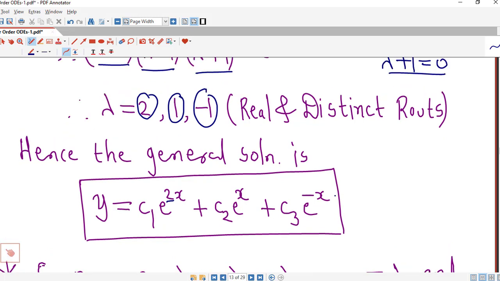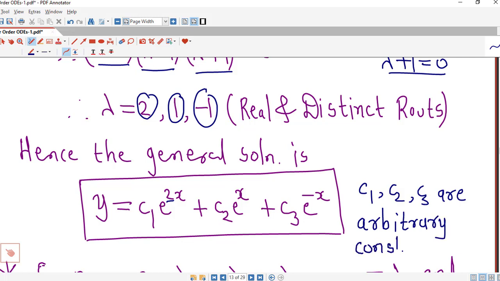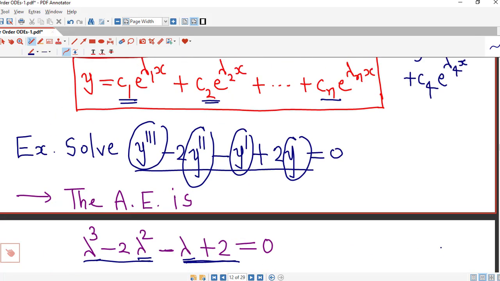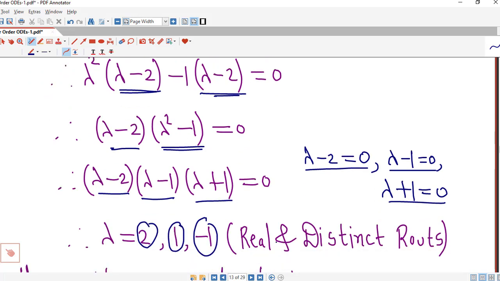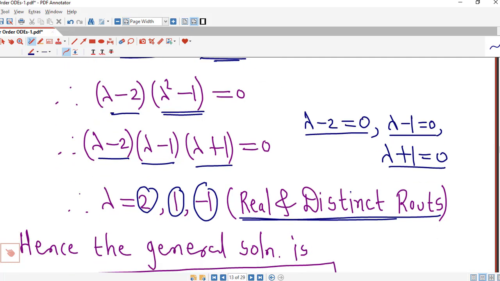And here c1, c2, c3 are arbitrary constants. Arbitrary means we can take any value for them. So we should mention that c1, c2, c3 are arbitrary constants. So in this way we can easily find the solution of homogeneous linear ordinary differential equations with constant coefficients. First we write down the auxiliary equation, then we find the solution of the auxiliary equation, and depending upon the nature of roots we write the appropriate general solution.